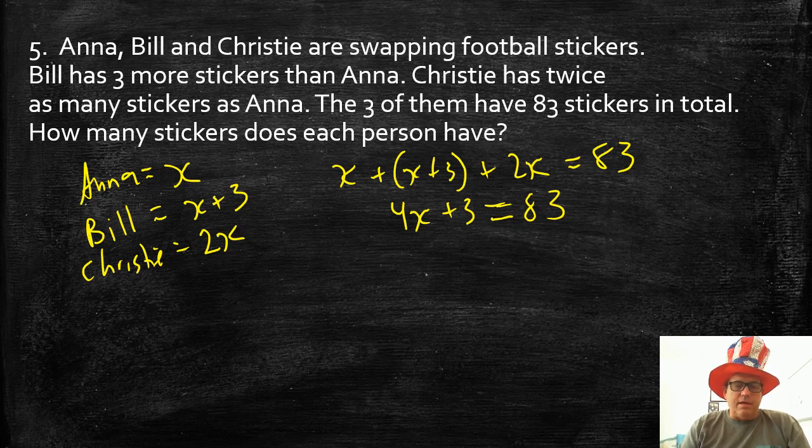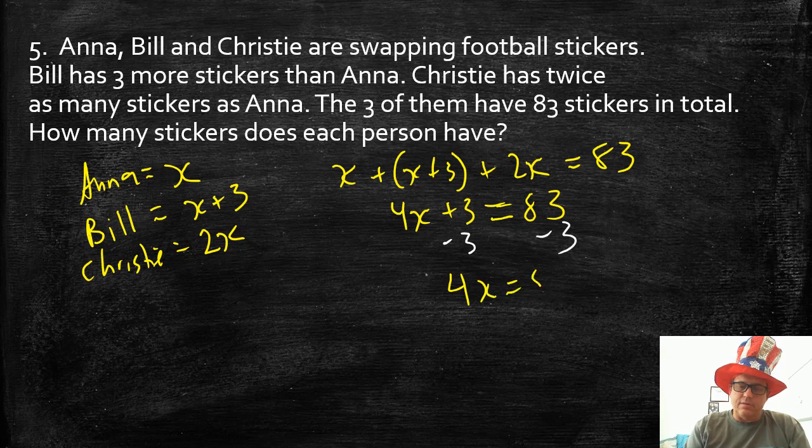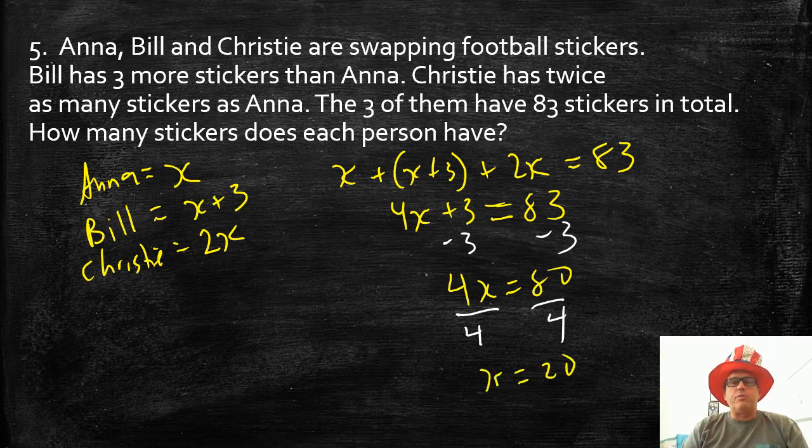Now, it says how many stickers does each person have? So let's solve this. So what are we going to do? We're going to take away 3. So 4X equals 80. Now what are we going to do? X equals 20. So we've done the algebra. We're not done yet, are we? The question said, how many stickers does each person have? I can't just write down numbers. I need to make it clear.